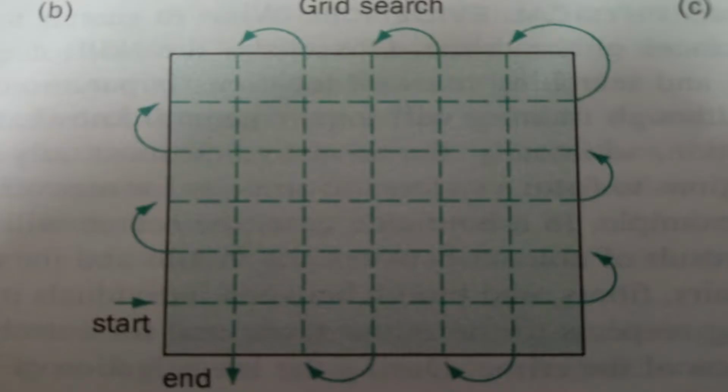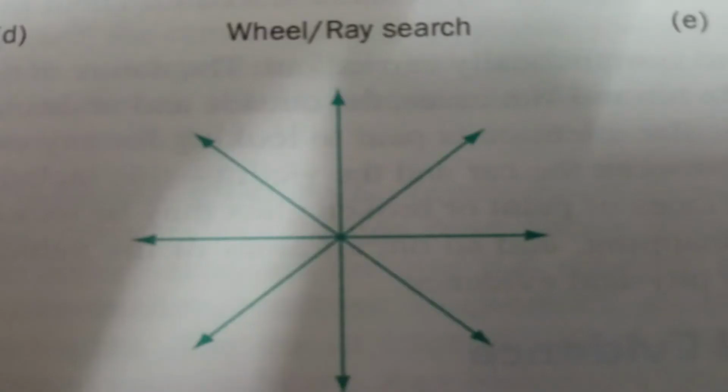The grid search method involves two people performing line searches that originate from adjacent corners and form perpendicular lines. The wheel search method involves several people moving from the boundary straight toward the center of the scene, or from the center straight to the boundary.